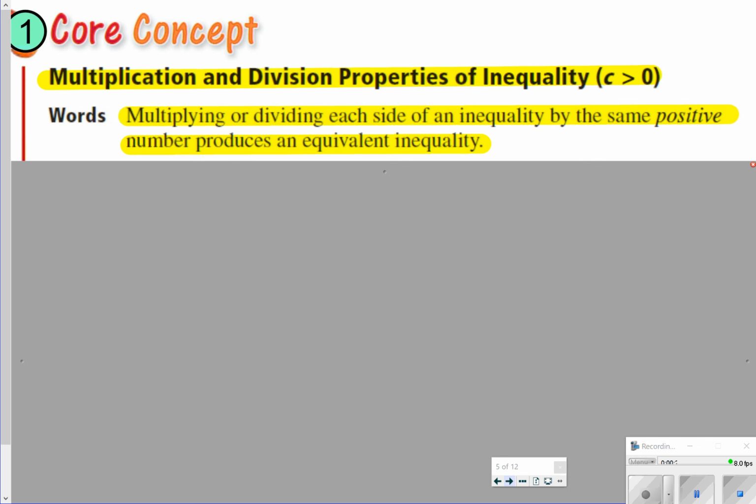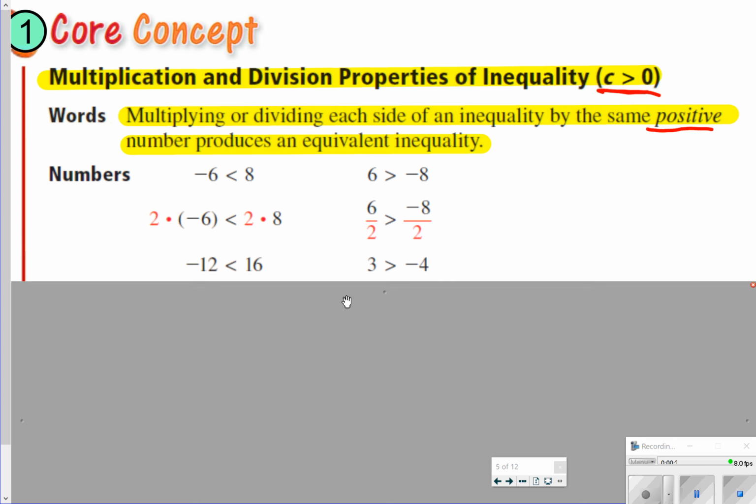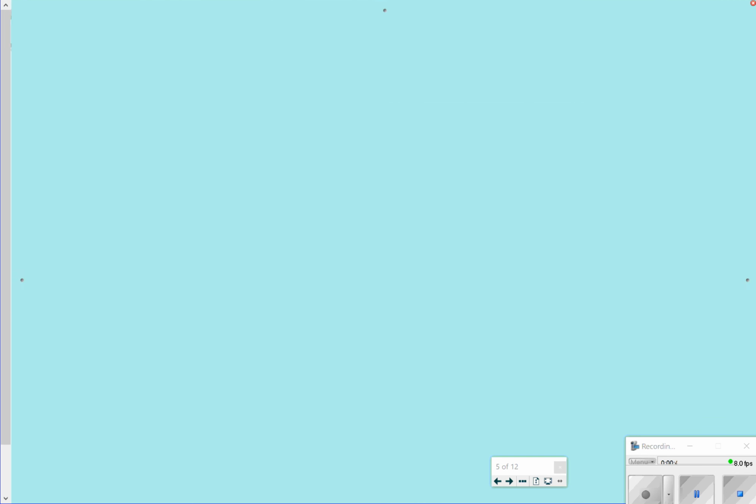The first thing we want to make sure we review is the multiplication and division properties of inequalities when c is greater than 0. So anytime you multiply or divide each side of an inequality by the same positive number, it produces an equivalent inequality. So anytime you multiply maybe both sides by 2, you're still going to have the same type of inequality here.